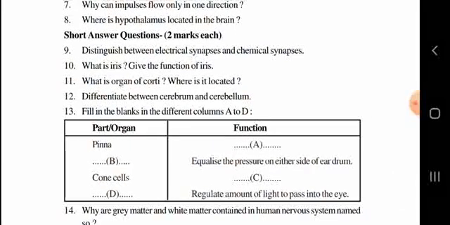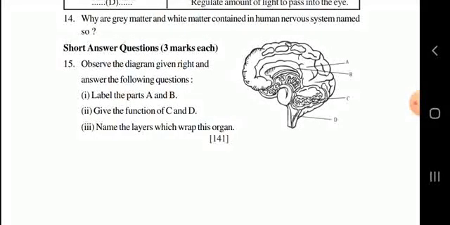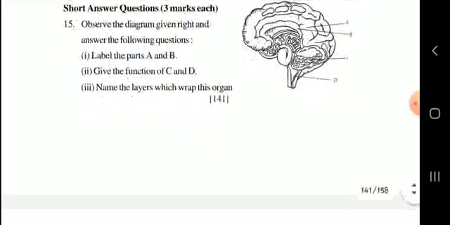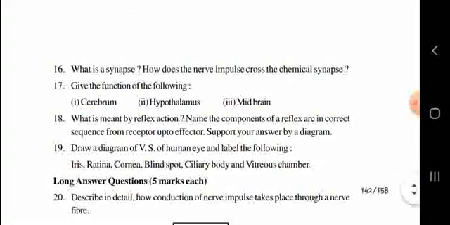And here you see they are asking the function and name, and here name, function they have given, here cone cells they have asked a function, and here they have given the function. So you can answer, and here the label diagram, labels they may ask, sometimes they may give the brain and ask to label that, or they may ask to draw the brain diagram and label some parts. And here you can see the answer for that, and here another question and some questions.